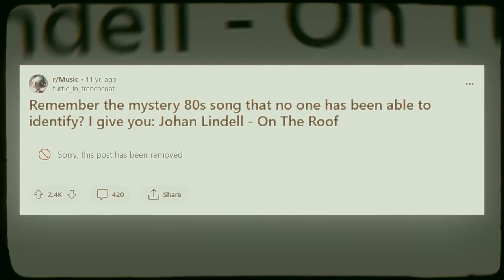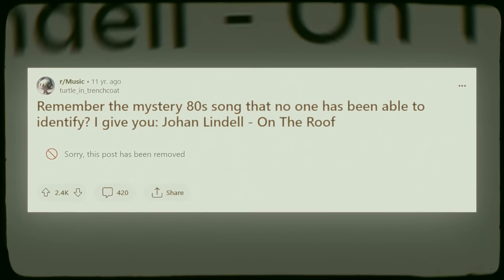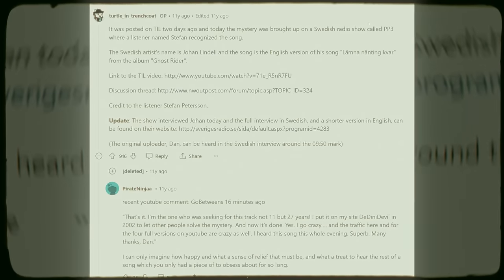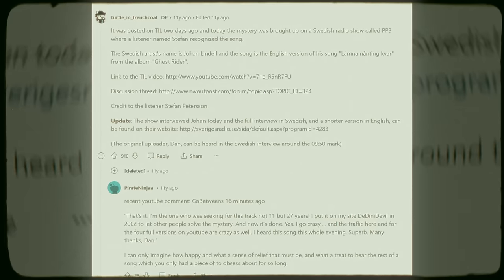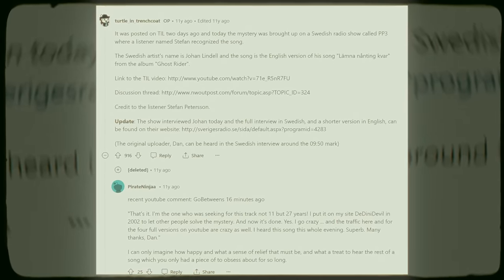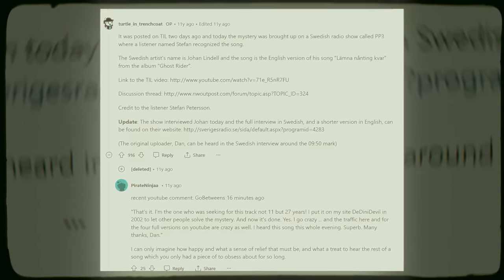The show would then interview the singer and found that Stay was actually Up on the Roof from his 1985 album Ghost Rider. Turtle in Trenchcoat explained that 2 days before her post, the mystery song was mentioned on a Swedish radio show that was named PP3, and the listener, Stefan Peterson, recognized the song that they'd been referring to.